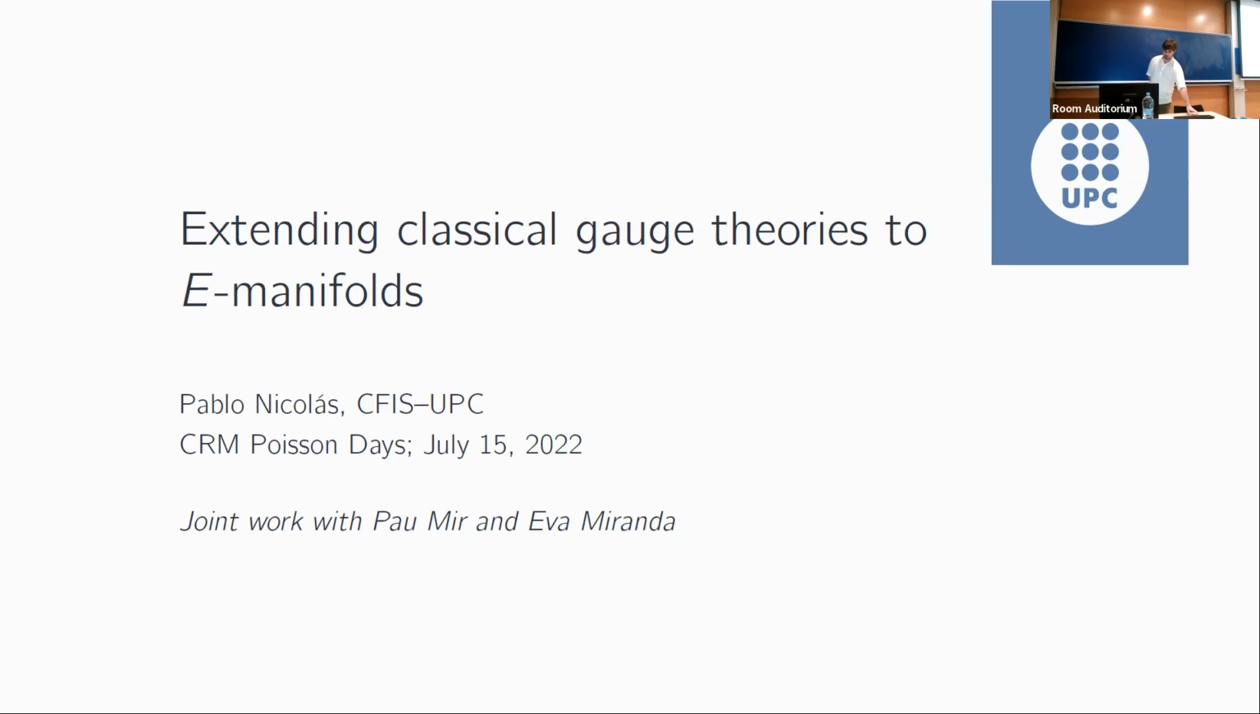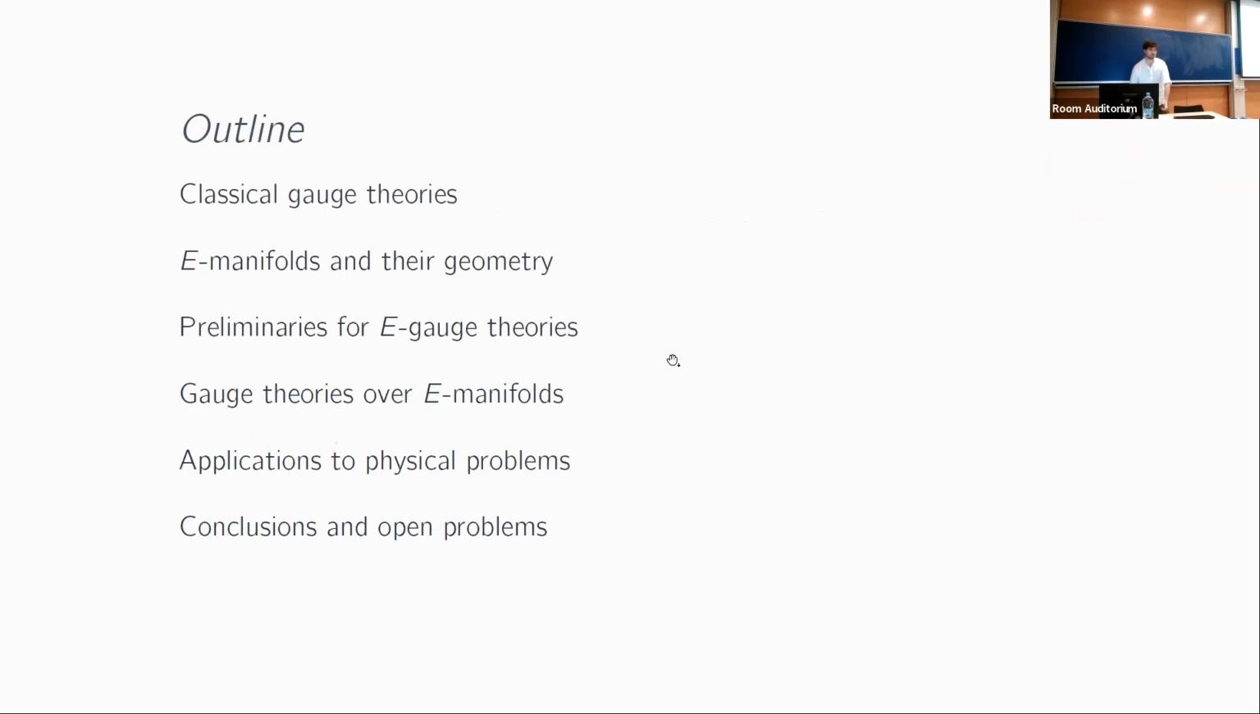So first of all, I am really sorry because this talk will be almost trivial for most of you. So I will try to compensate for that through a pedagogical point of view. I will start explaining what classical gauge theories are, but from the eyes of a physicist. Then I will explain what E-manifolds are and really basic notions about their geometry, specifically differential geometry. And then I will speak about preliminary notions for speaking about gauge theories on these manifolds, the main results, which are gauge theories, and some applications to physical problems.